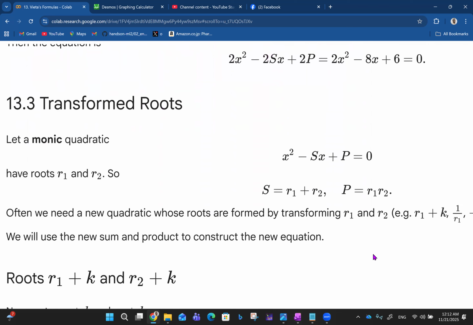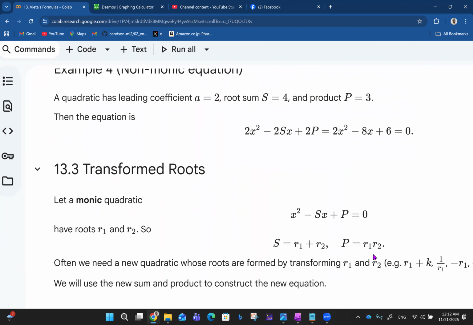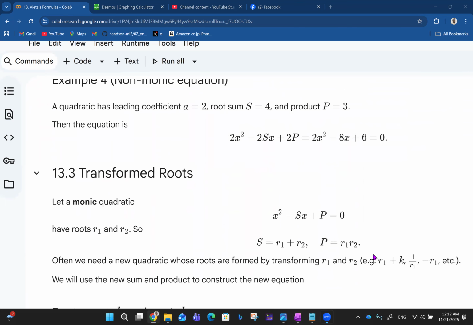So let's talk about transformed roots now. There's a possibility of transforming roots as far as Vieta's formula is concerned. Let a monic quadratic, x squared minus sx plus p equals 0, have roots r1 and r2. So s is r1 plus r2 and p is r1 times r2. Often we need a new quadratic whose roots are formed by transforming r1 and r2. For example, maybe you need r1 plus k, or 1 over r1, or minus r1, and so forth. So we use the new sum and product to construct the new equation.